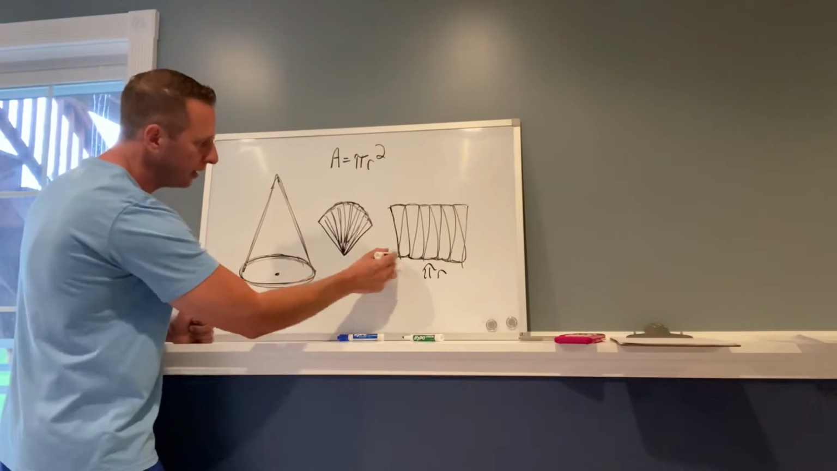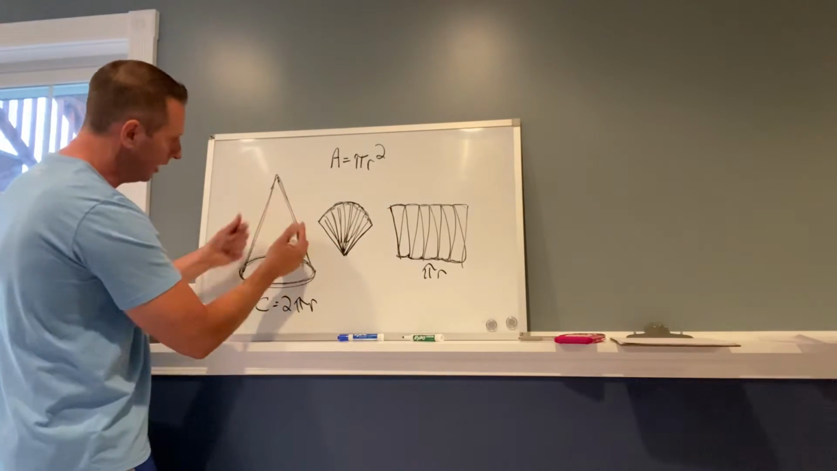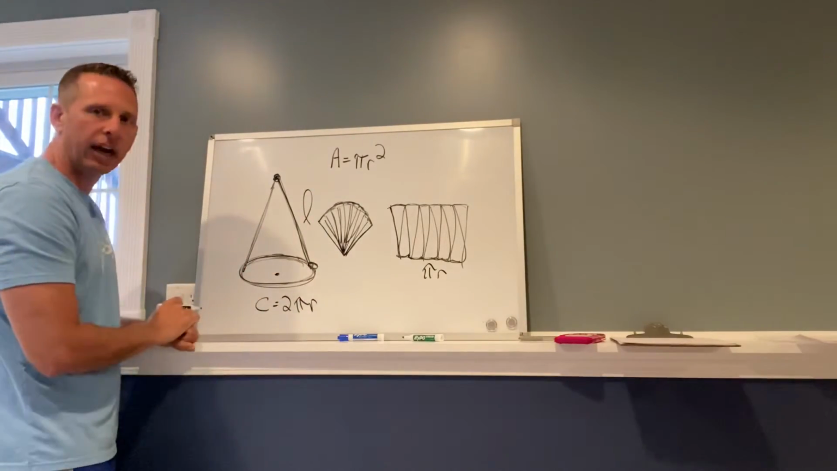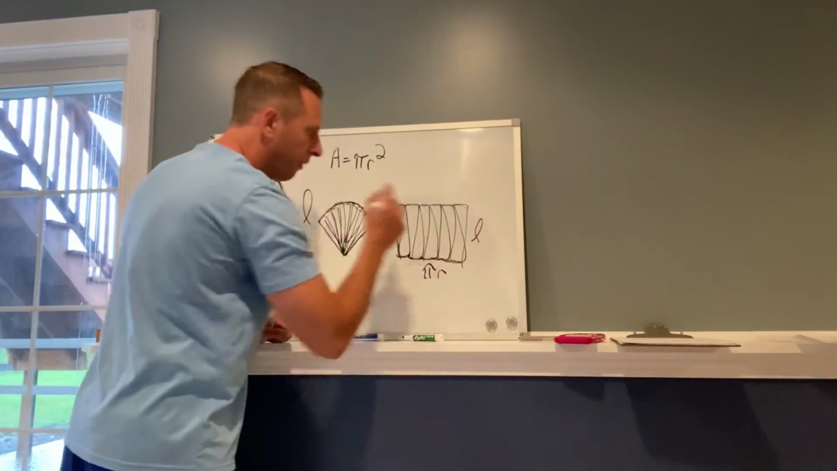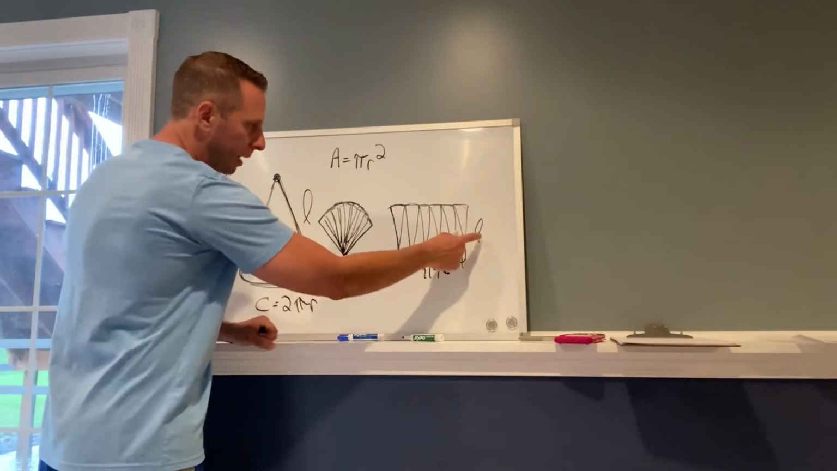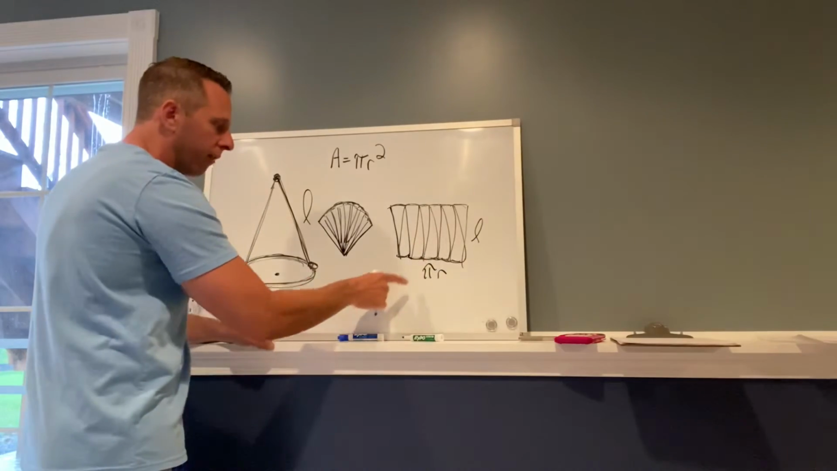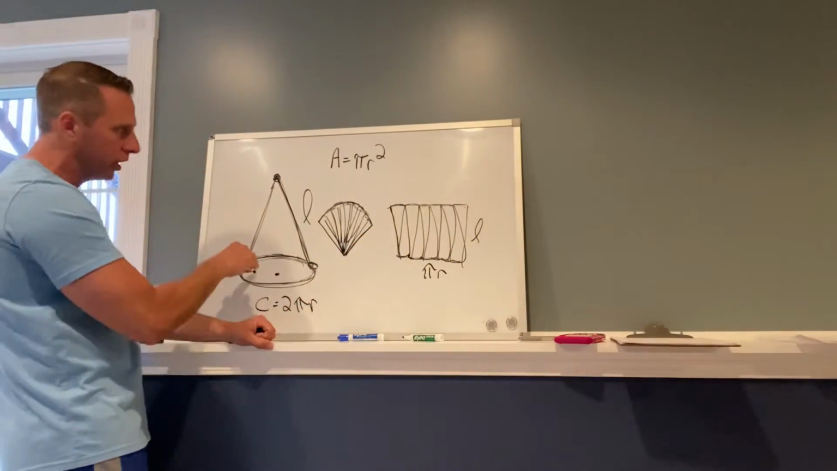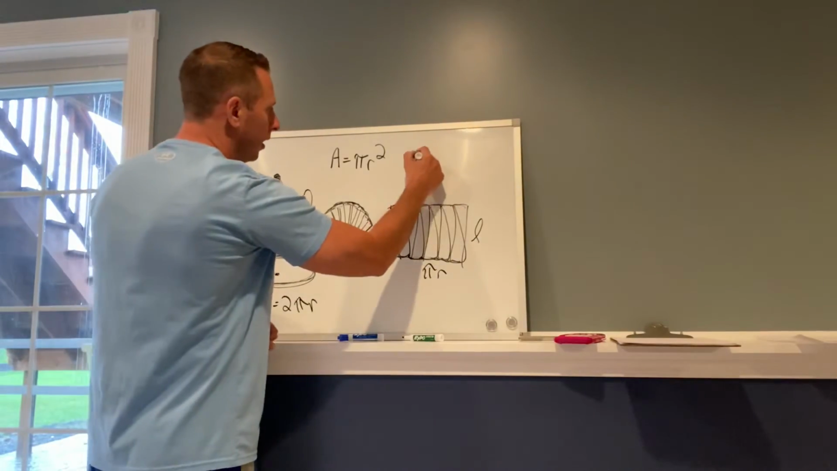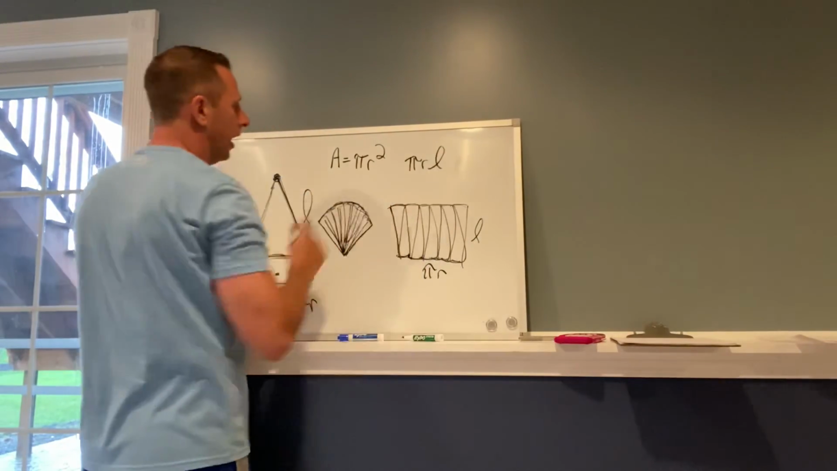What is this? That's this, which is this, which is the slant height. The width of our rectangle is the slant height. Base times height, length times width, whatever. In our rectangle related to the cone, it's pi r times L, which is pi r L.